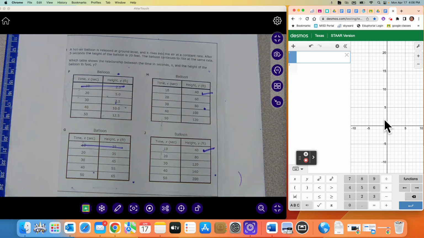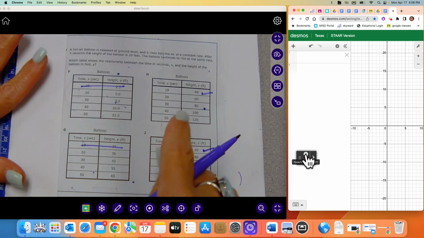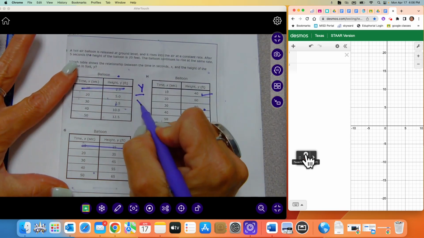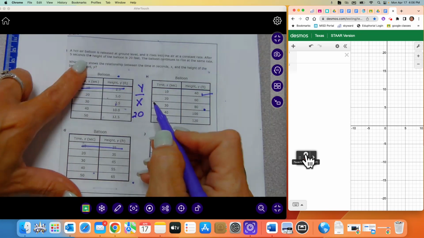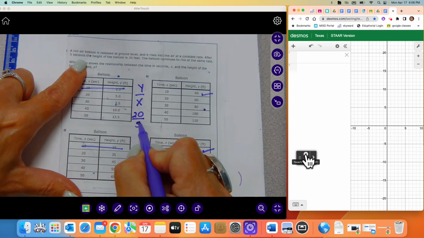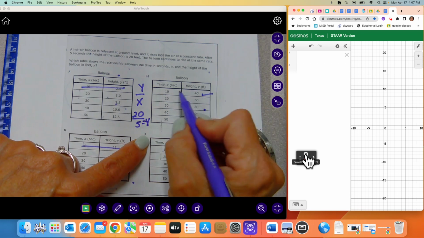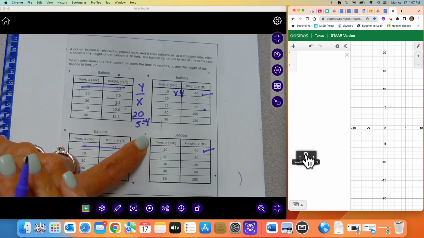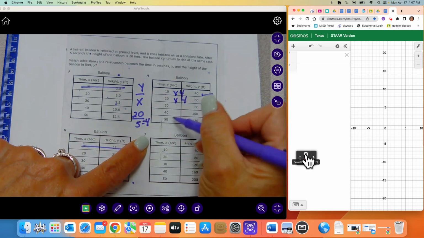So now we have to decide between these two. Okay, so at 5 seconds the height of the balloon is 20 feet. So the easiest thing we're going to do is figure out how much it is for 1 second. So we're going to put y over x, and we're going to find the slope. So y is the height in feet. So we're going to put 20 over the seconds. So 20 over 5 is 4. Okay, so what we're going to do is multiply each one of these times 4. So 10 times 4 is 40. 20 times 4 is 80, not 60. Okay, so this one doesn't work.